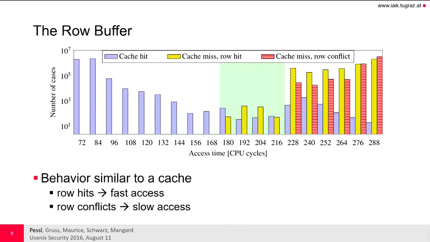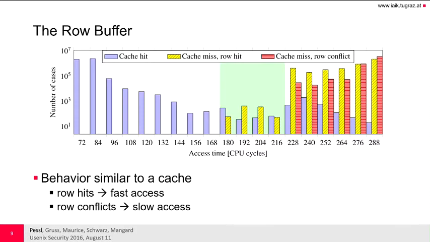We call such an event a row hit. If a different row is open, then we first need to close the other row that is not targeted, and open the other row. So this, of course, takes time, is slow, and we call such an event a row conflict. On this graph, you can see the access times of potential cache hits, row hits, and row conflicts. And in the green shaded area, you can see that for row hits, we have a minimum access time of 180 cycles, whereas for row conflicts, we take at least 228 cycles, so they're definitely slower.